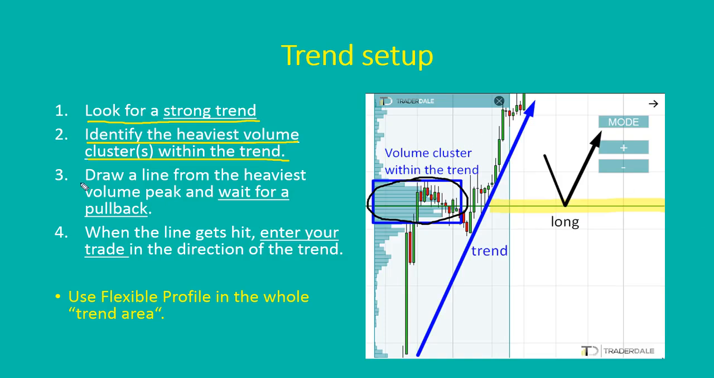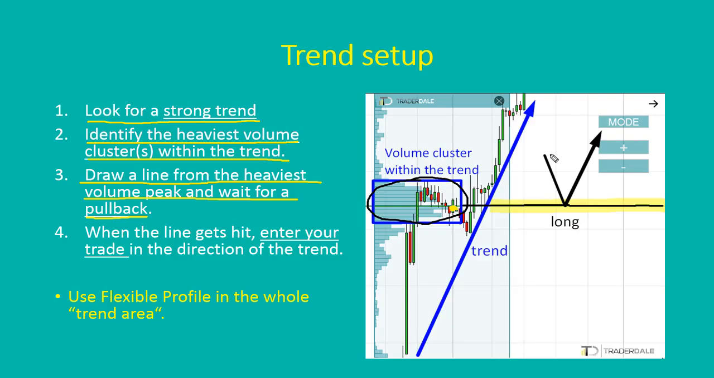After that, you draw a line from the heaviest volume peak and you wait for a pullback. So in this case, the heaviest volumes in the volume cluster were in here. And this is the point of control of the volume cluster. So from this place, you draw a line, as in the picture, and you wait for the price to make it back to the level. All right, so until then you do nothing, you just wait.